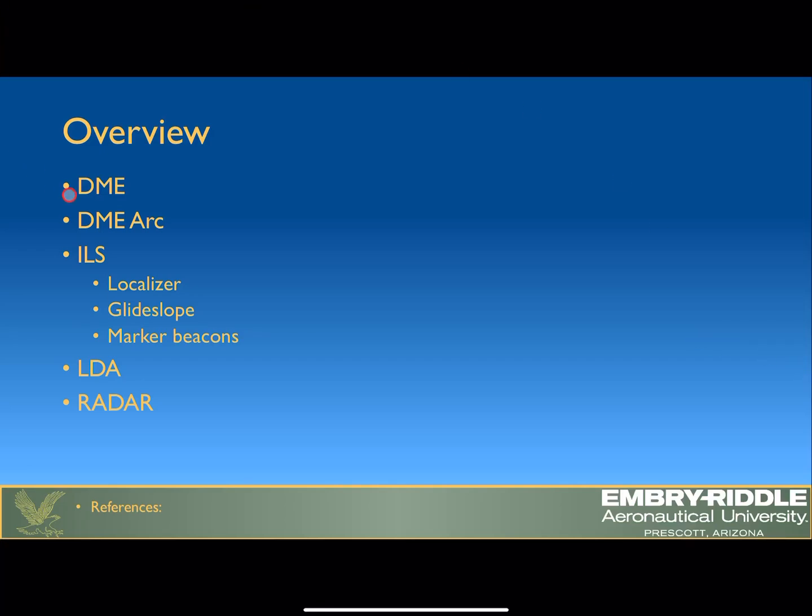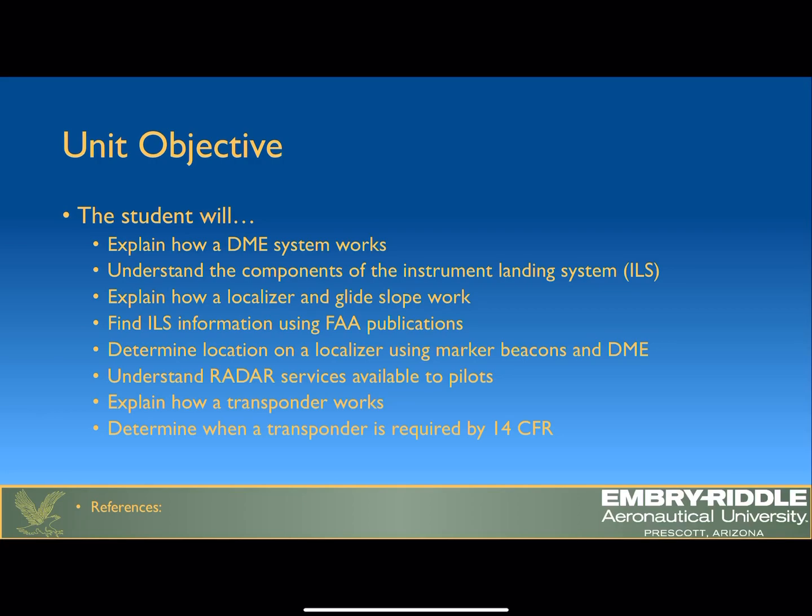As an overview, we're going to talk about DME and the DME arc. We've talked a little bit about DME so far, distance measuring equipment, so you should be familiar with that. Then we're going to progress into the ILS system, the instrument landing system, and we'll talk about the localizer, the glide slope, and the marker beacons. We'll also touch on LDA as well as radar. So that is our overview.